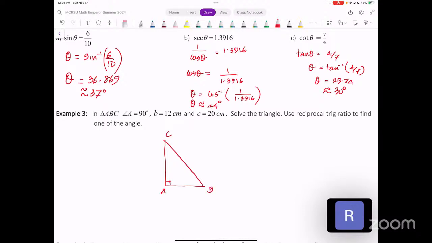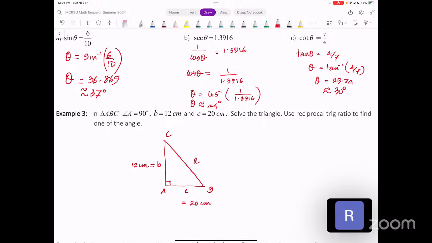Now, in grade 10, you learned a standard notation. The length across from angle A will be labeled a. The length across from angle B is labeled b. The length across from angle C is labeled c. Make sense? So in triangle ABC, A is 90 degrees, b is 12 centimeters, and c is 20 centimeters.